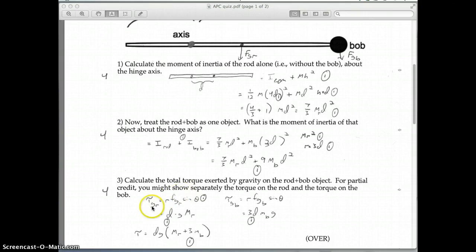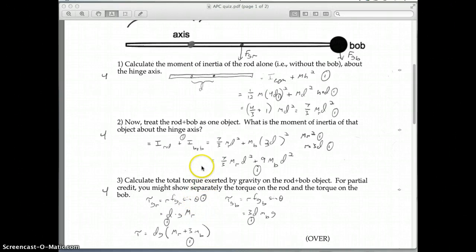So the gravitational torque on the rod comes from imagining that the gravitational force on the rod is acting at the center of mass of the rod. The force of gravity on this whole rod can be thought of as acting there at a distance d from the axis. So r F sine theta, the sine is 1. The distance from the axis to the location of the force on the rod is d, and then the gravitational force is g times the mass of the rod.